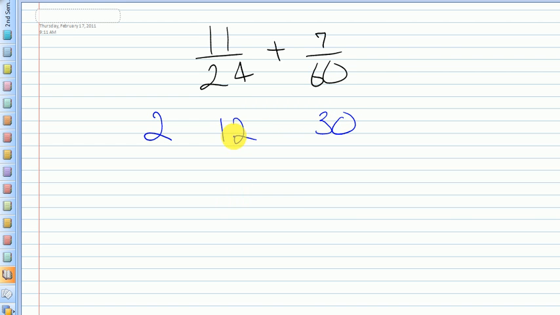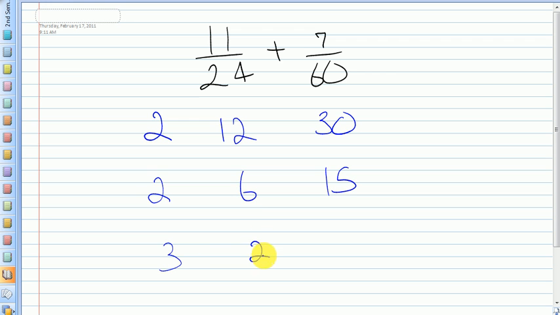Well, we have 12 and 30, which again still have a common factor, and again that common factor, or one of the common factors, is 2. 2 goes into 12 6 times, 2 goes into 30 15 times. And again, the student could see that 6 and 15 both have 3 as a factor. 3 goes into 6 twice, 3 goes into 15 5 times.